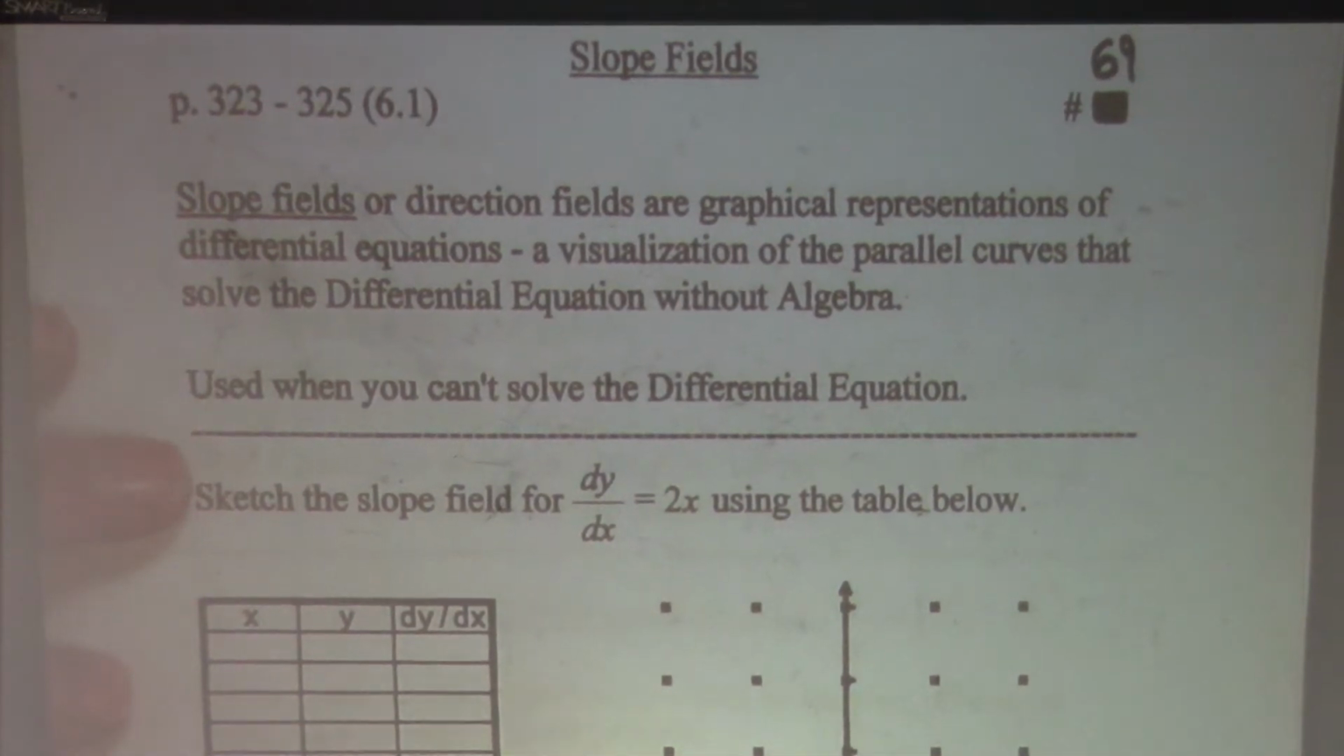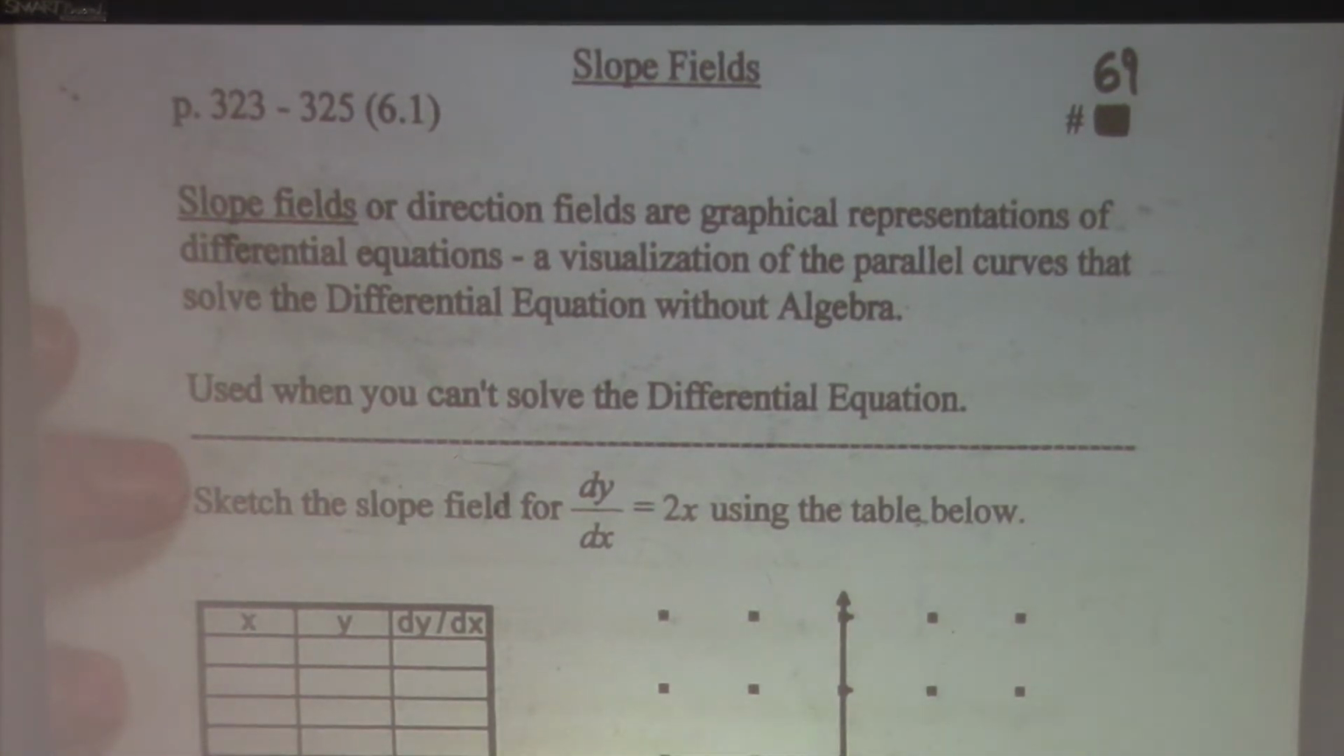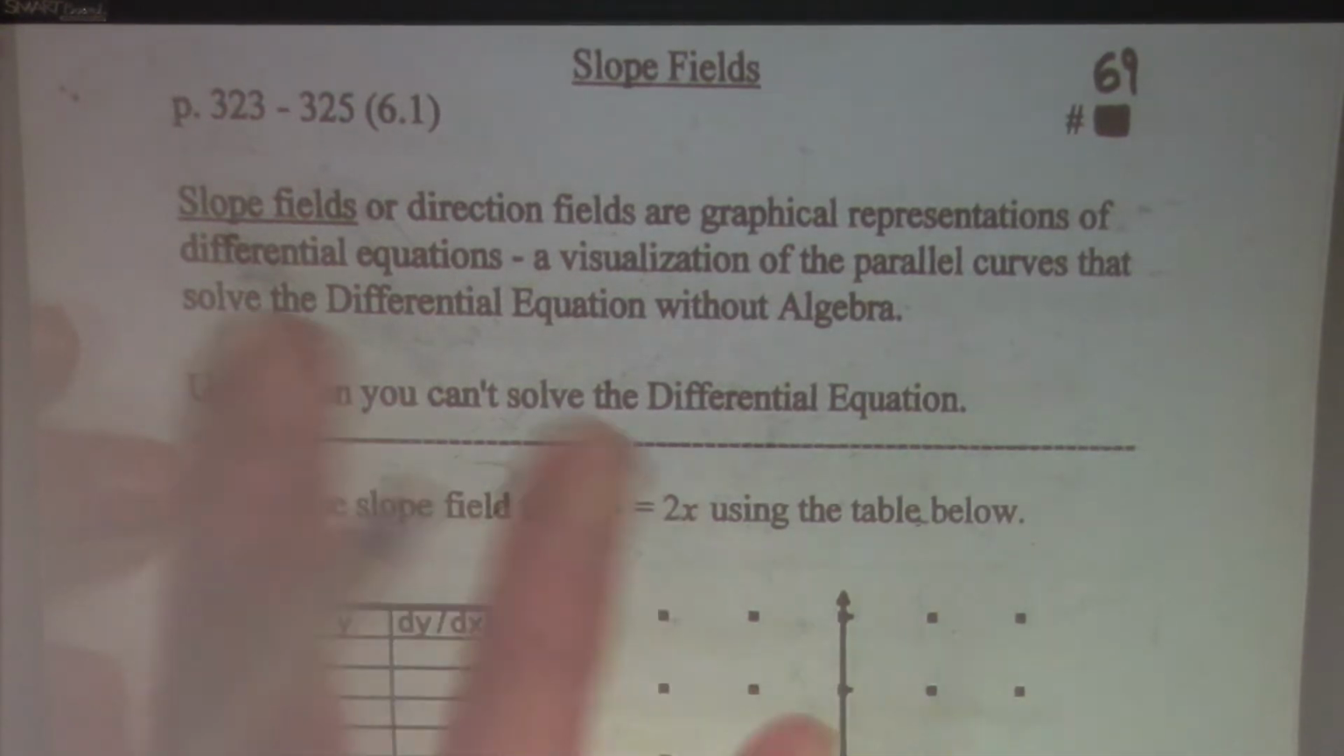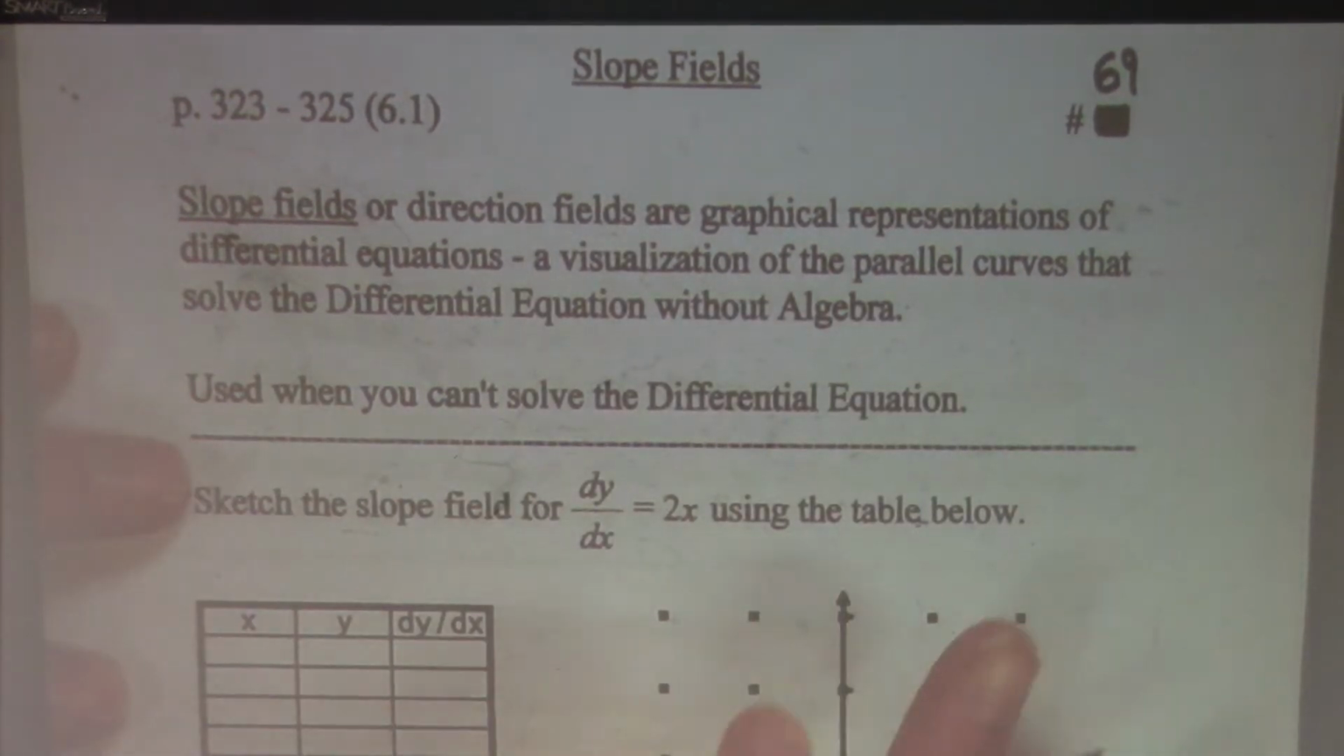In other words, we know that a derivative graphically is the slope of a tangent line. We're going to create a bunch of tangent line slopes that could formulate a pathway of this mysterious original solution.